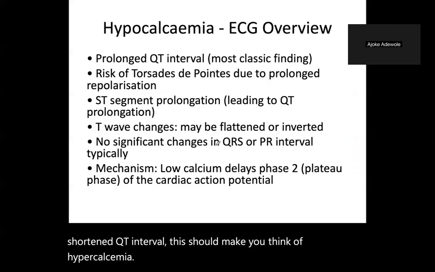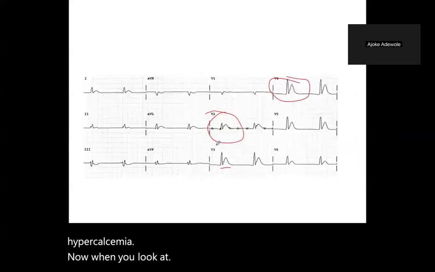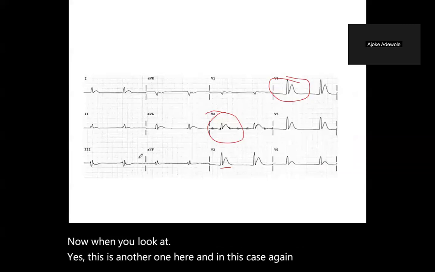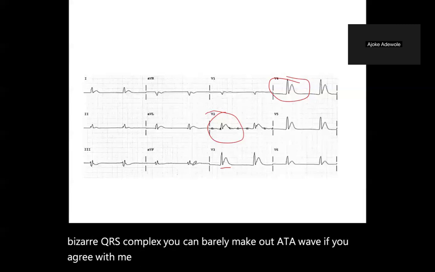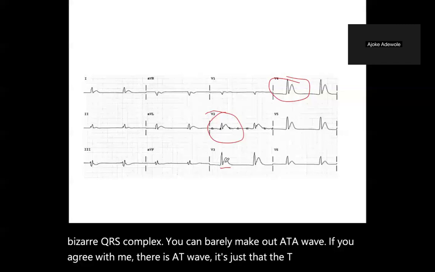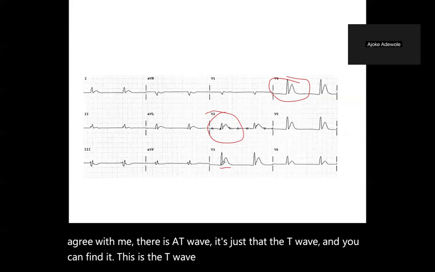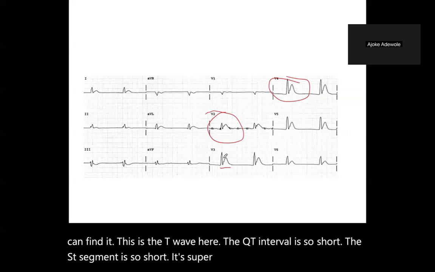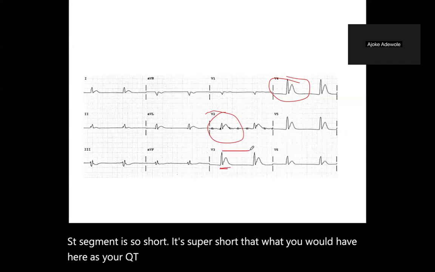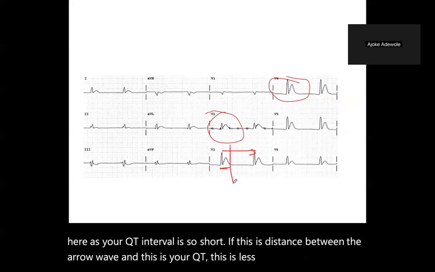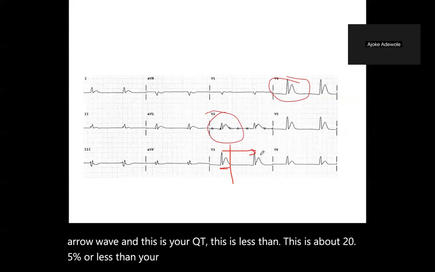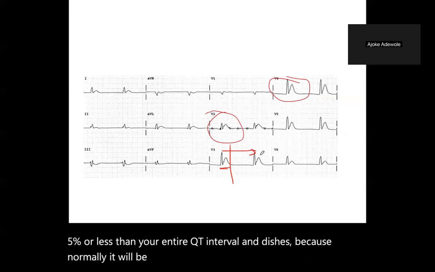Now, yes, this is another one here. And in this case, again, you're having bizarre QRS complexes. You can barely make out a T wave, if you agree with me. There is a T wave, it's just that, and you can find it, this is the T wave here. The QT interval is so short, the ST segment is so short, it's super short. If this is the distance between the RR wave and this is your QT, this is about 25% or less of your entire QT interval. Because normally it should be about 40% of your entire QT interval.